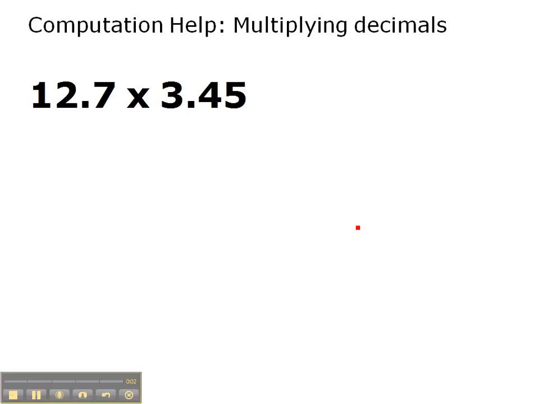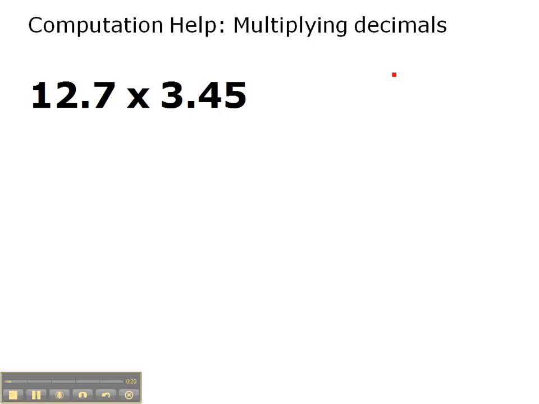This computation help video deals with multiplying decimals. The trick for multiplying decimals is easy. You just ignore the decimals. So you think about these numbers as if you're multiplying 127 times 345 and pretend the decimals aren't even there.